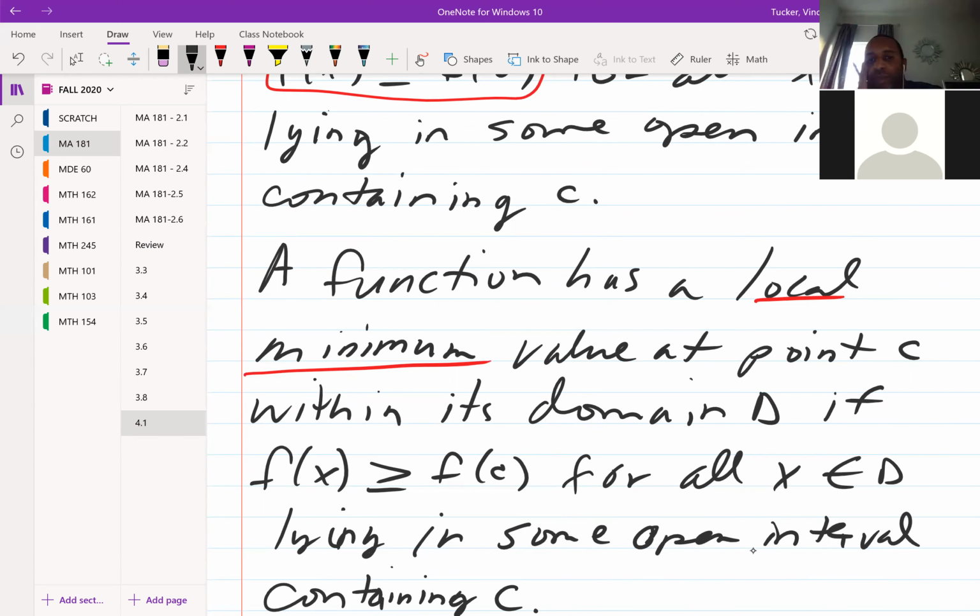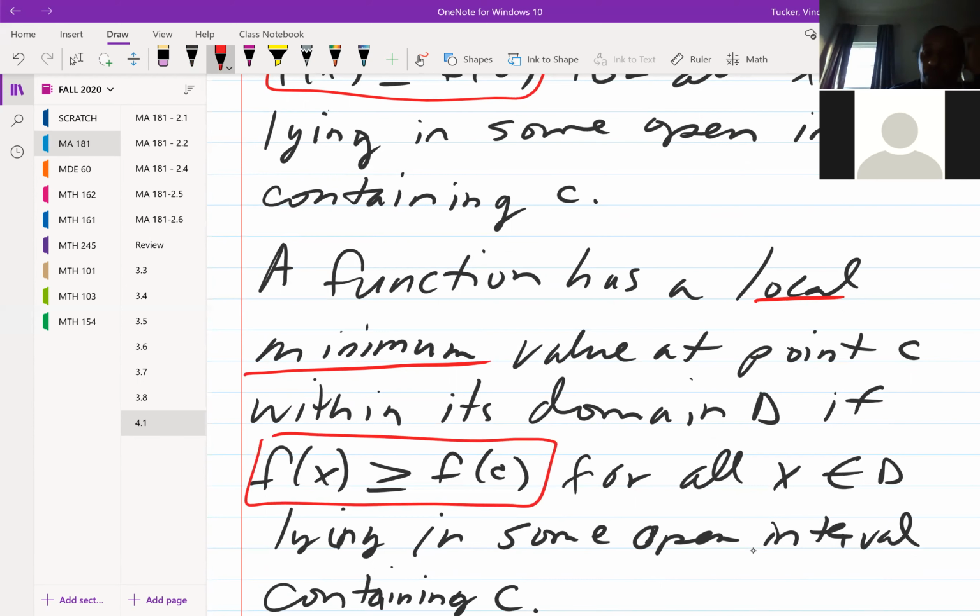So a function has a local minimum value at a point c within the domain D if, for all the values of x in D, when you plug them into your function, they are greater than the value you get out when you plug c into the function, in that open interval containing c.